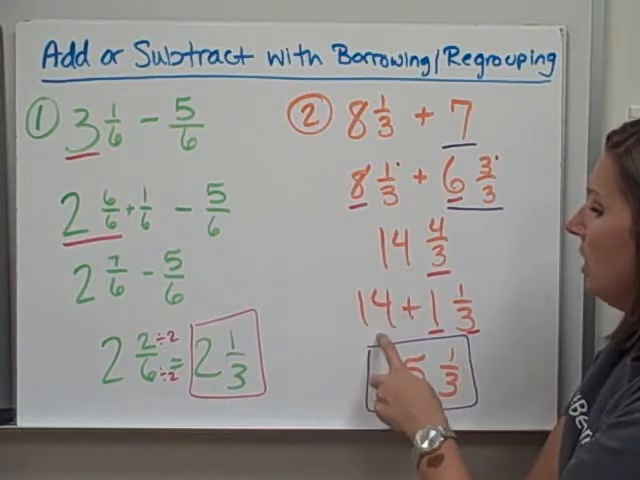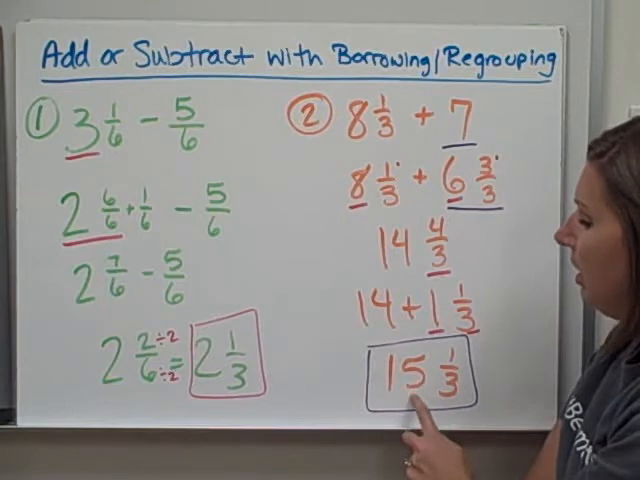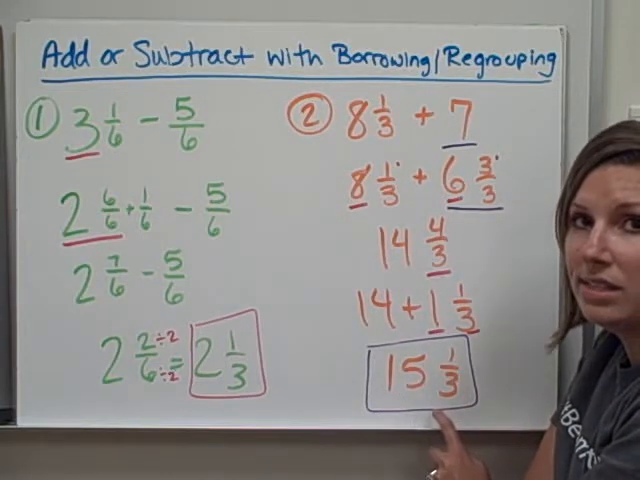So I have 14 plus 1 1/3. 14 plus 1 is 15. So I have 15 1/3 as my answer.